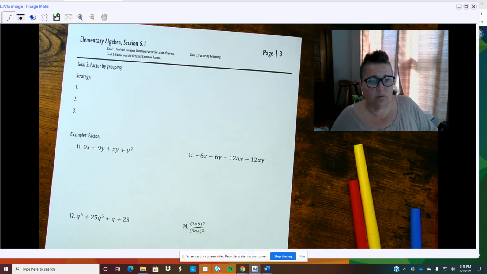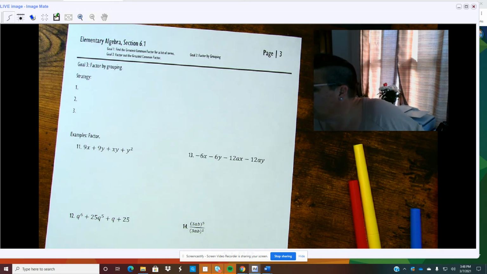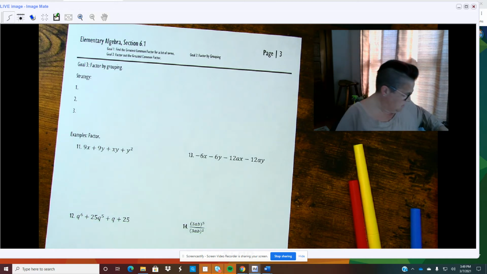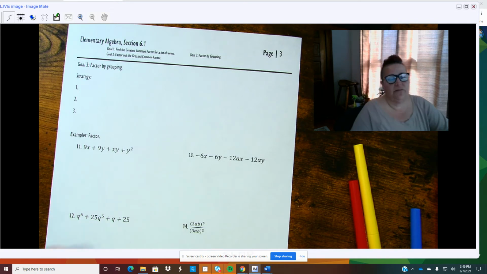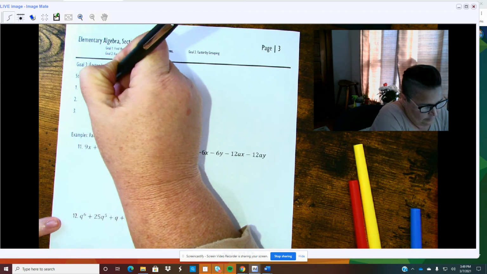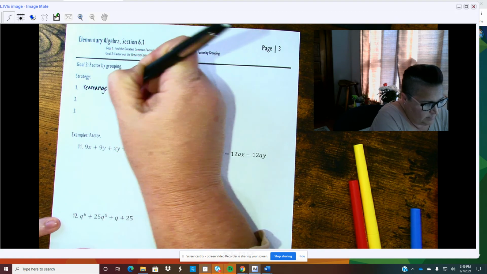All right, so we want to factor by grouping. So factor by grouping is, well, there's a strategy to it. Factoring by grouping is when you rearrange the parts to find a common factor and then you factor that out. So basically, when we're doing a factoring by grouping, no, that's not what I wanted to see. Sorry. When we do a factor by grouping, we want to rearrange the terms with the common factors.